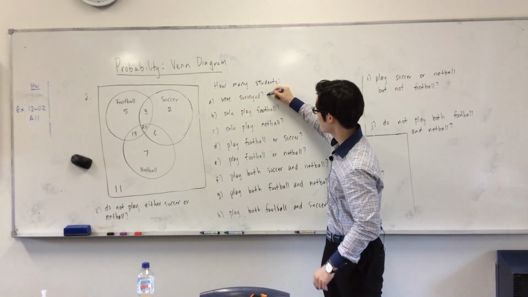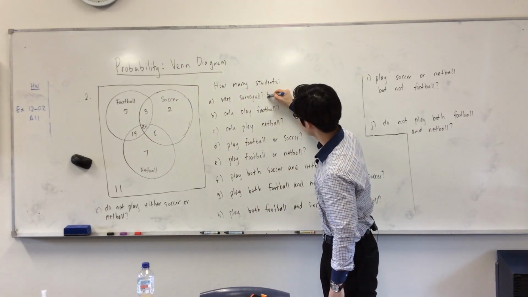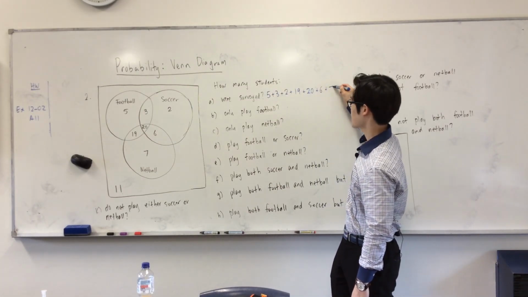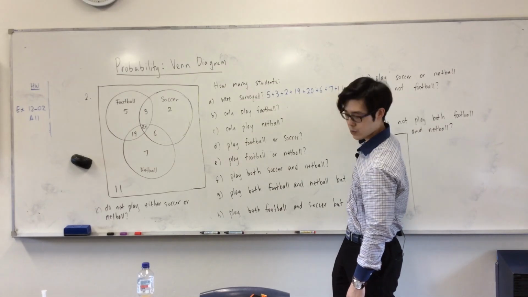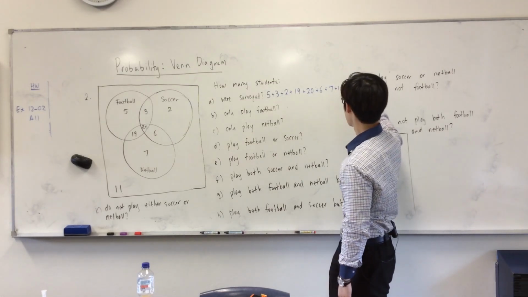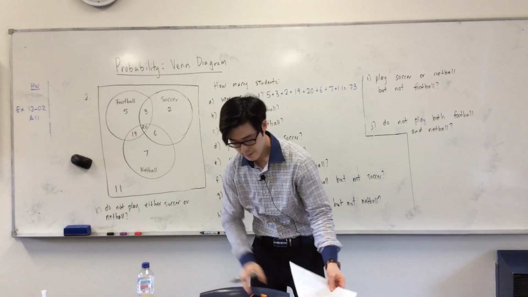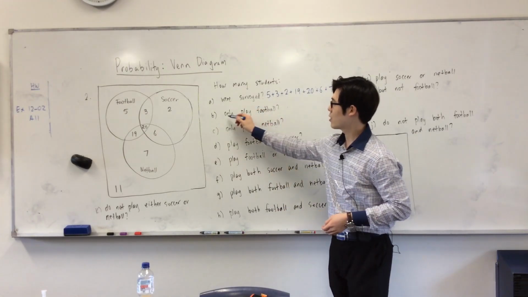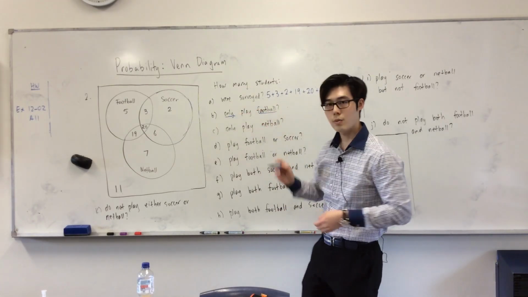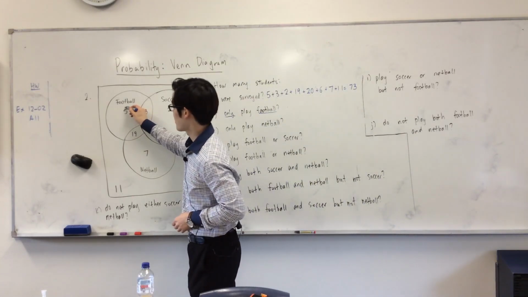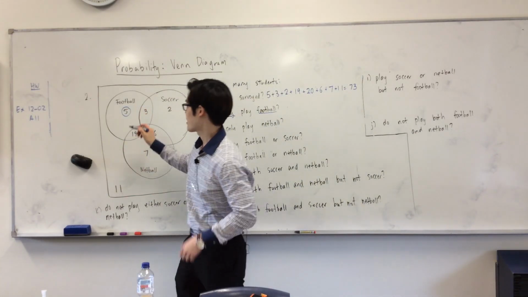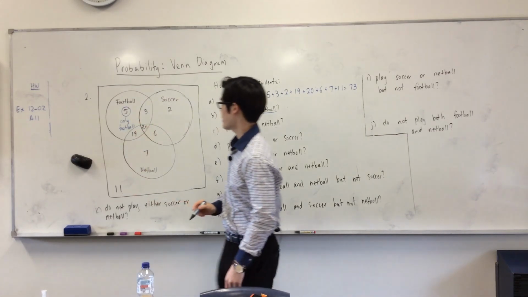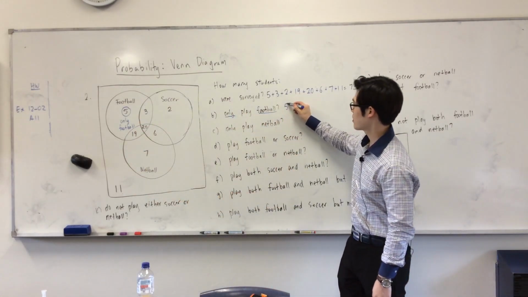So quickly, that's 5 plus 3 plus 2 plus 19 plus 20 plus 6 plus 7 plus 11. That will get you 73, because I already did it. Now, for the next question, how many students only play football? Remember, this is the number for only football. It's just a number beside that circle. All right, so the answer to that is 5.